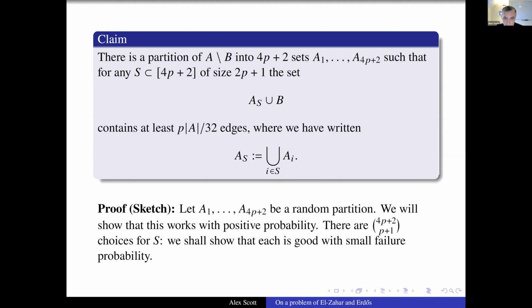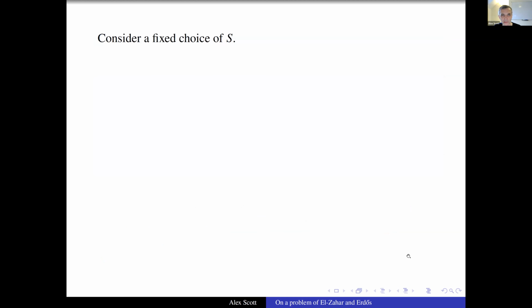Right, let me just sketch the proof very quickly. It's going to be a fairly straightforward probabilistic argument. So just take a random partition, uniformly random among all partitions, and we'll show that this works with positive probability. We have to show it works for each S, and there are 4p plus 2 choose 2p plus 1 choices for S, and we'll show that each is good with very small failure probability. It's going to be small enough so that a union bound will then work. So I'll just sketch this very quickly.